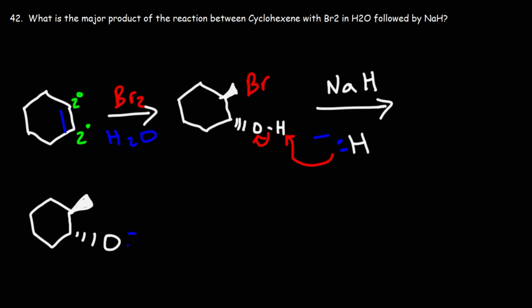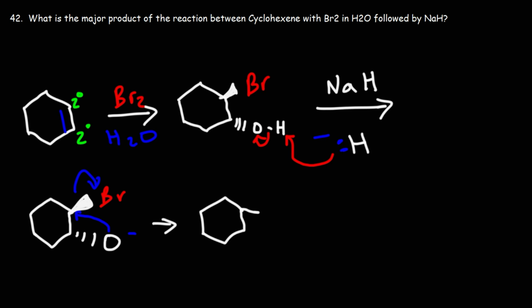Notice that the oxygen with the negative charge, it's in the back while bromine is in the front, which is ideal for an SN2, an intramolecular SN2 reaction, because this has to do the backside attack in order for this to work. Now this oxygen is going to attack this carbon, kicking out bromine. The end result is that we get an epoxide.